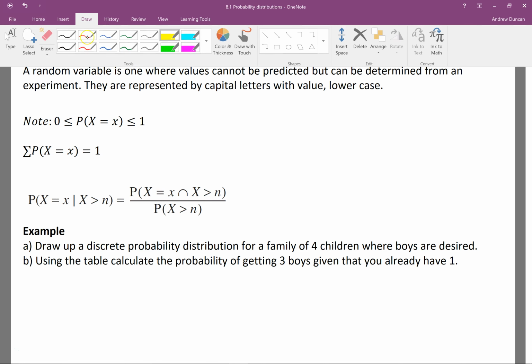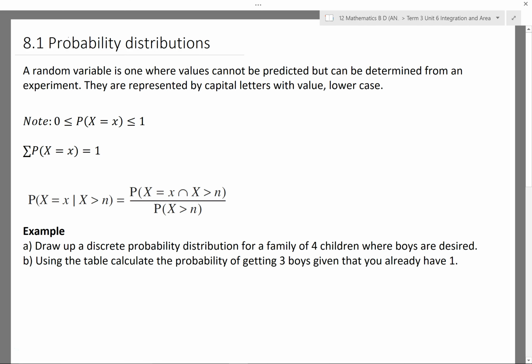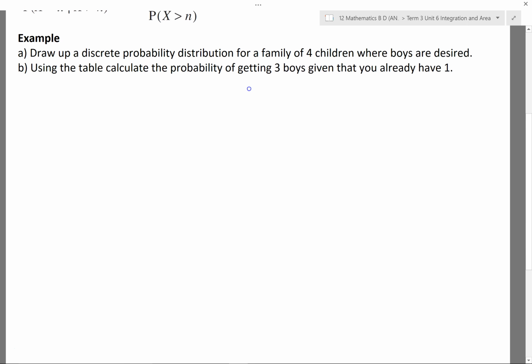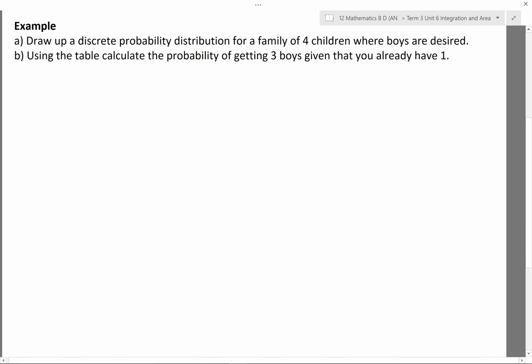That'll make more sense when we see one of these tables. And there's a few facts here that we'll be able to play with as well. Alright, we'll do the example and then refer to some of those rules. Part 1. Draw up a discrete probability distribution for a family of 4 children where boys are desired. I'm going to let X, the random variable, be the number of boys.